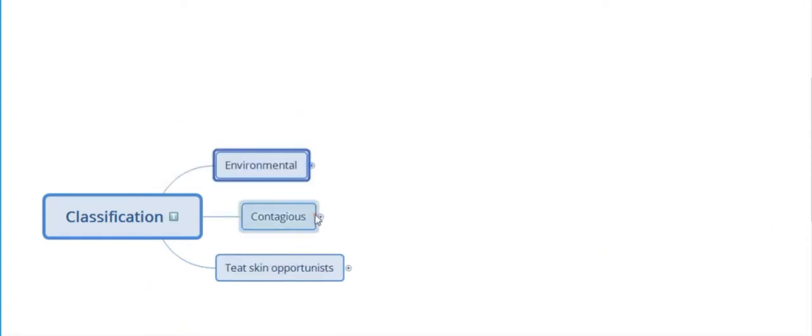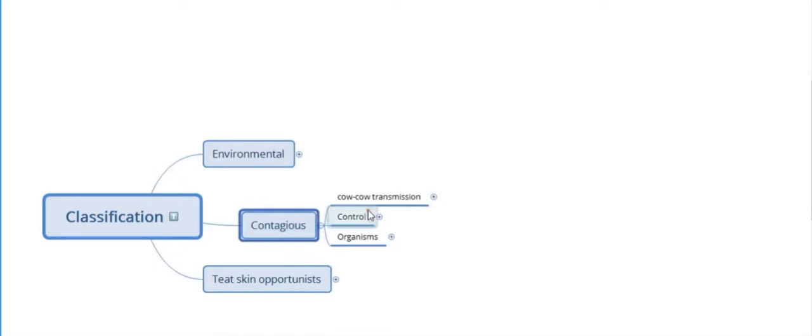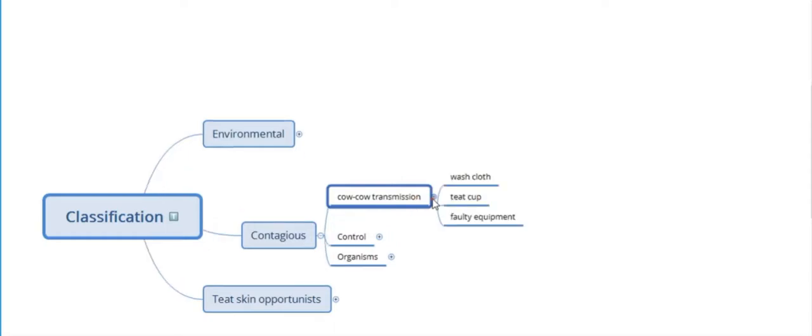Then we have contagious mastitis. In cases of contagious mastitis, the spread of infection is not from the environment to the animal, but from cow to cow. So cow to cow transmission is a common feature of contagious mastitis. It can be through the washcloth commonly used for washing animals, common teat cups, or certain faulty equipment during milking that can cause flow back of milk from the teat cup to the teat or the udder.